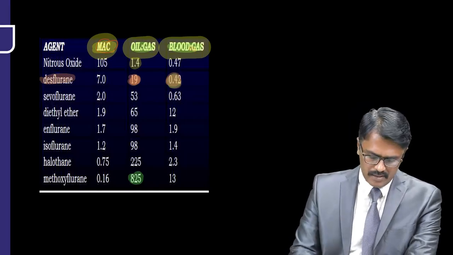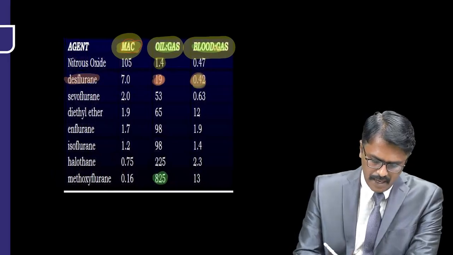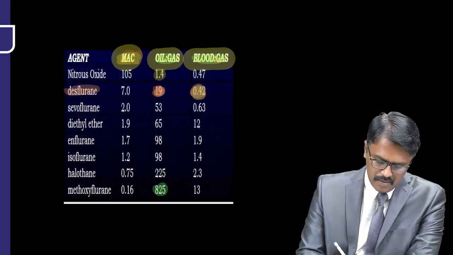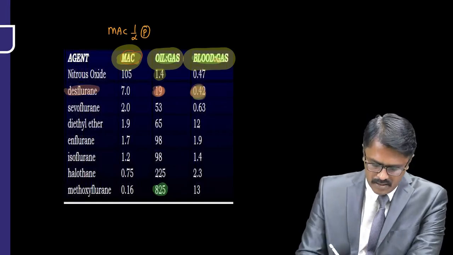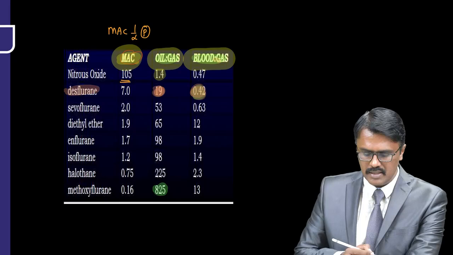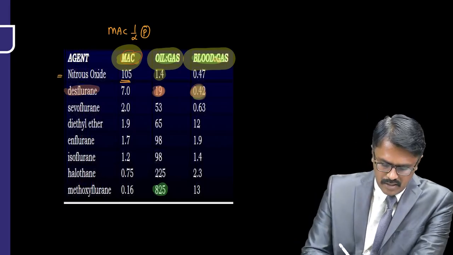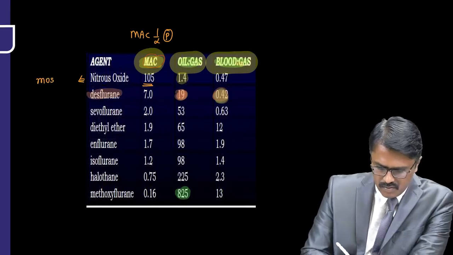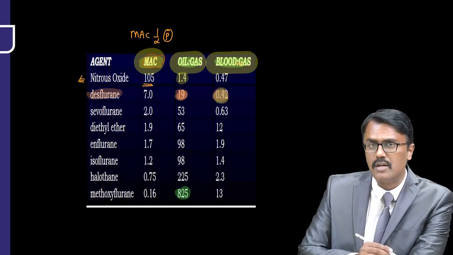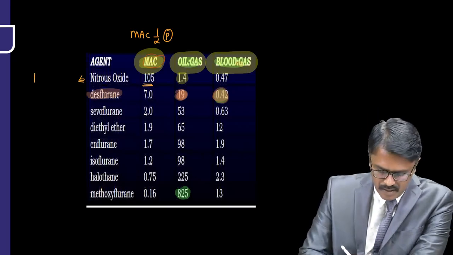Yes, so let us analyze this. MAC value, I told you, minimum alveolar concentration is inversely proportional to potency, correct? Now, which one has highest value? You can see nitrous oxide. So nitrous oxide has 105. It is the least potent one.